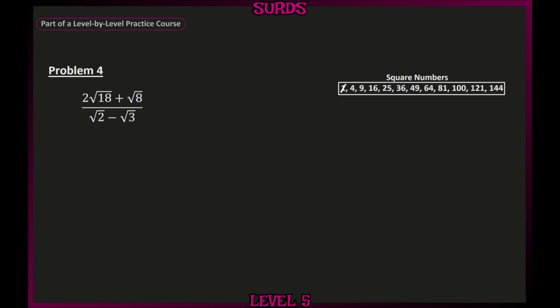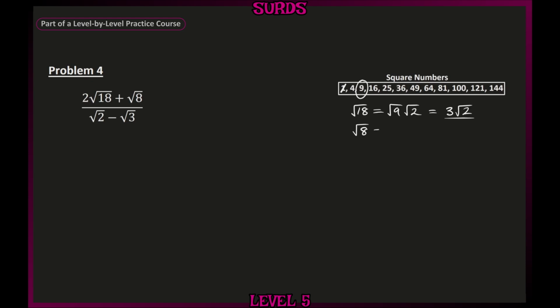Having said that, I can see that on the numerator we've got some surds that can be simplified, because 18 and 8 can both be written as a product of two numbers where one is a square number. So I'm going to start by simplifying these first. So starting with root 18, 18 can be written as 9 times 2, and 9 is a square number, so root 18 can be written as root 9 times root 2, and the square root of 9 is 3. So this becomes 3 root 2.